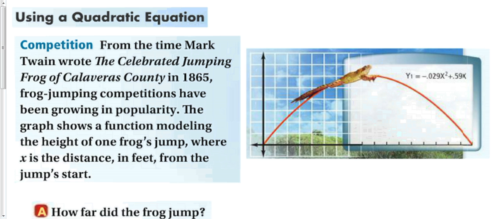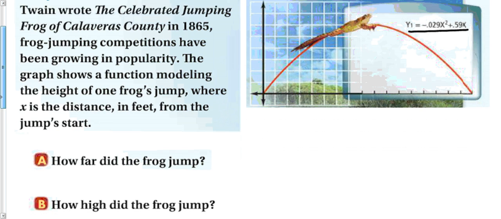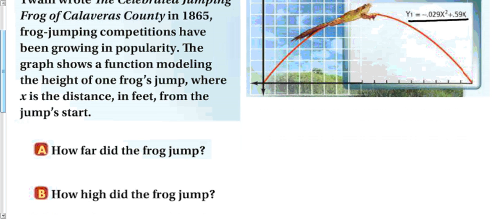The graph shows a function modeling the height of one frog's jump, where x is the distance in feet from the jump start. And here is my function: y is equal to negative 0.029x squared plus 0.59x. Well, this problem is not so complicated because it doesn't have a constant term over here.